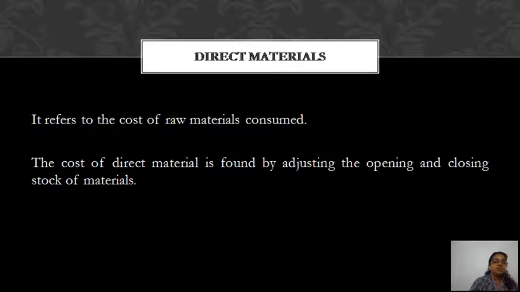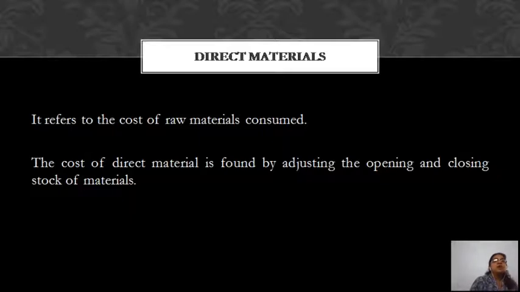Direct material. This was the first part of prime cost in the last slide. Now, what is direct material? It refers to the cost of raw materials consumed. How do I find that out? It is basically opening stock of raw materials. To that we add the purchases of raw materials. To that we add any direct expenses incurred for the purchase of raw material, such as carriage inward, octroi, etc.